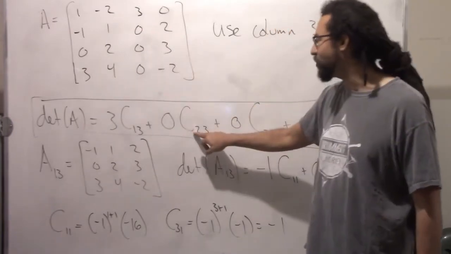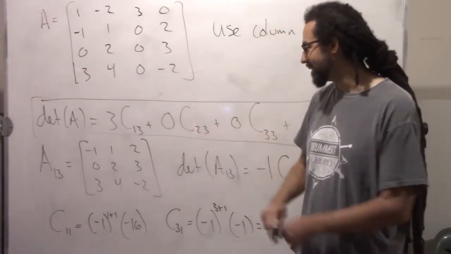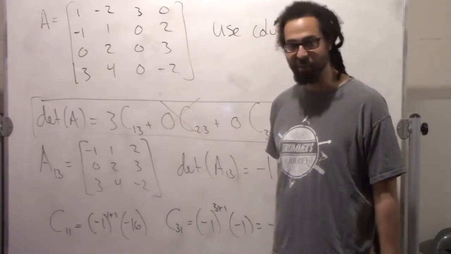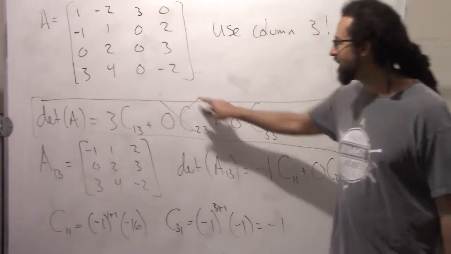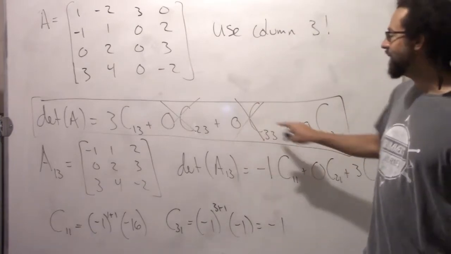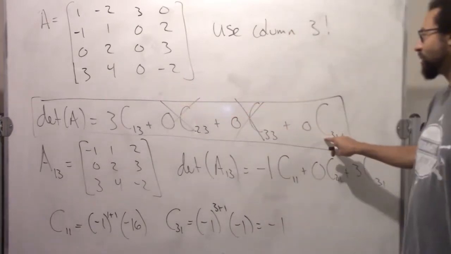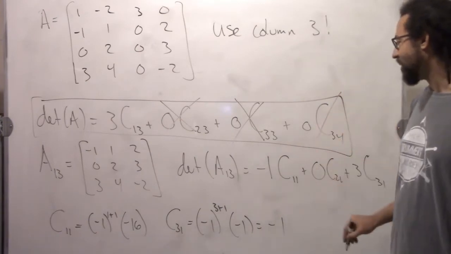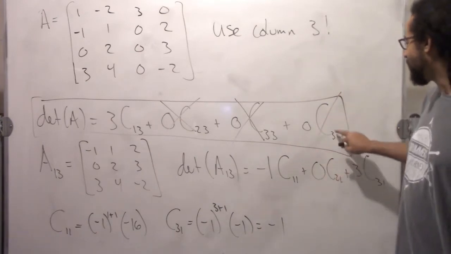0 times the 2, 3 cofactor, but that's just 0. So we don't even have to worry about that. 0 times the 3, 3 cofactor, don't have to worry about that. And then 0 times the 4, 3 cofactor.